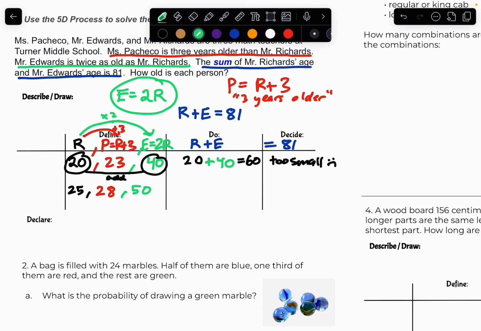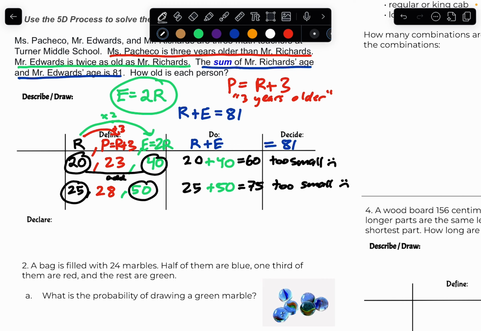Okay. Now my last step again is to go ahead here, add the 2 ages of just Mr. Richards and Mr. Edwards. Again, we don't care about the age of Miss Pacheco, unfortunately, but we do have to add the ages of just R and E. So if we add 25 and 50, we'll get 75, which is still too small.